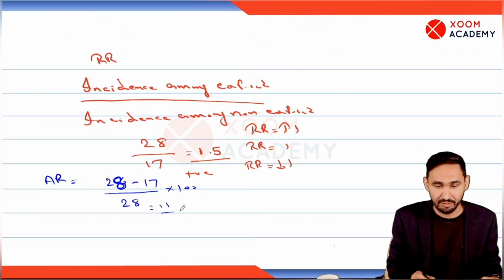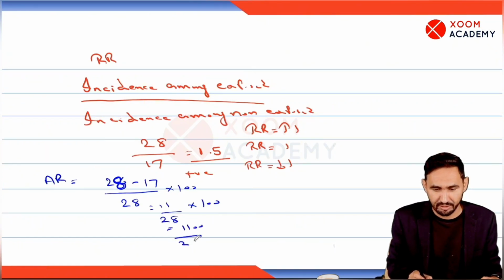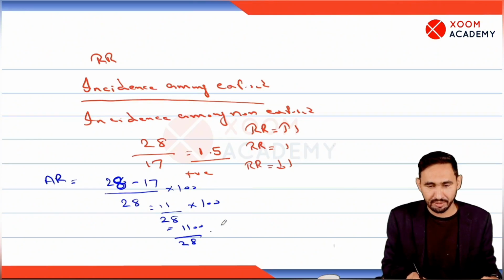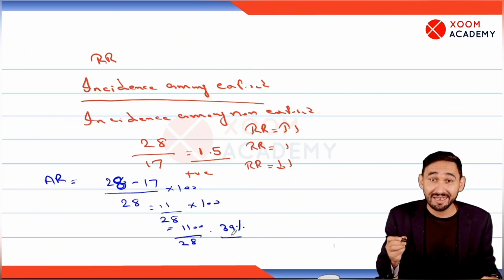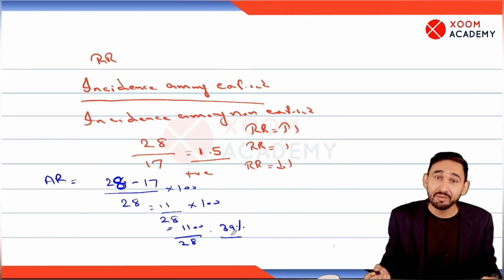So our answer will be, we'll divide 1100 by 28. So our answer is 39%. This means that in our study, 39% of heart disease is caused by smoking. So we will interpret this as: 39% of coronary heart disease in our study is caused by smoking. So there is positive association.